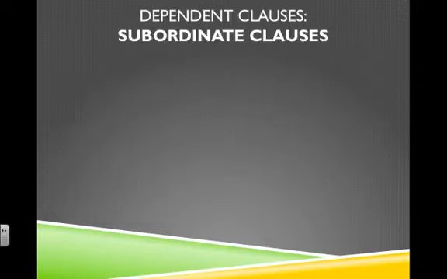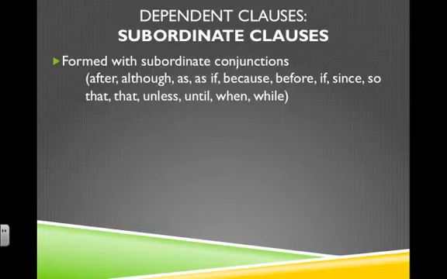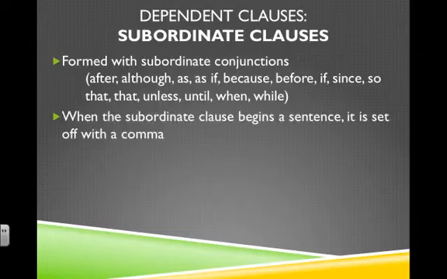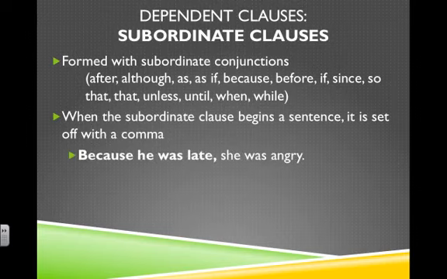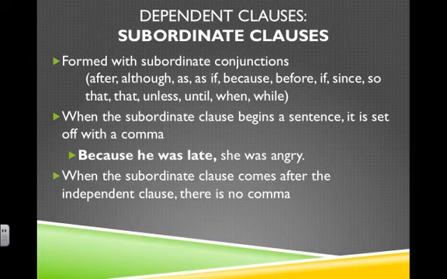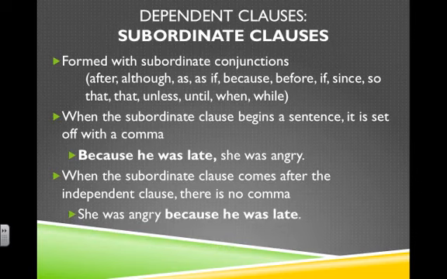Okay, another type of dependent clause are subordinate clauses. Those are the ones that are formed with the other kind of conjunctions. Remember, I want you to memorize those fanboys so that you can rule out and know that all your other conjunctions are subordinate conjunctions. Now here's your tricky comma rule. When the subordinate clause begins a sentence, it is set off with a comma. Because he was late, she was angry. When the subordinate clause comes after the independent clause, there's no comma. She was angry because he was late.